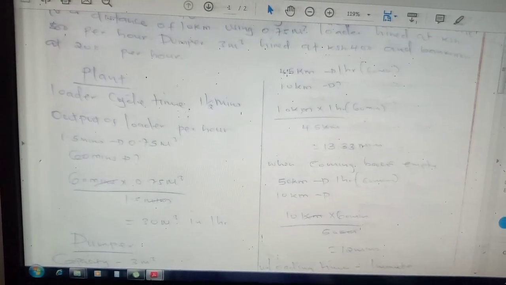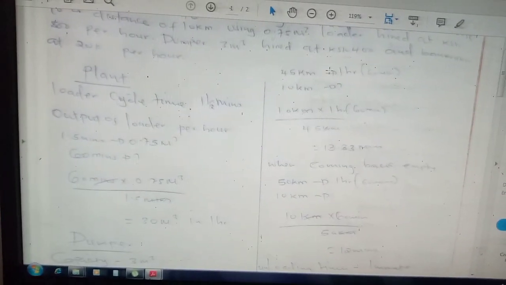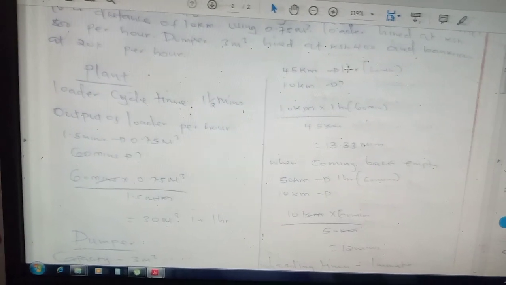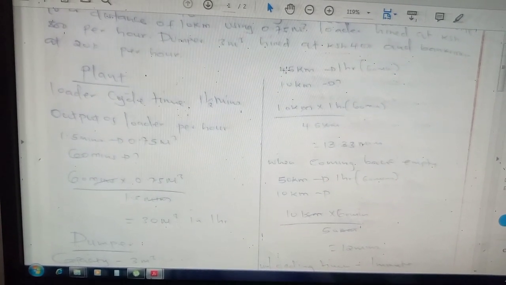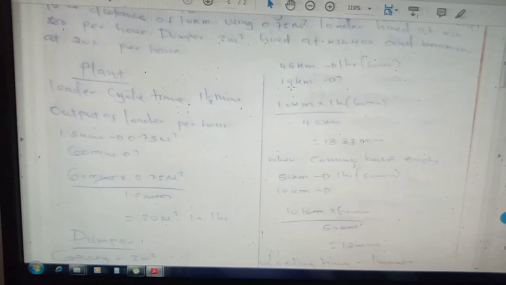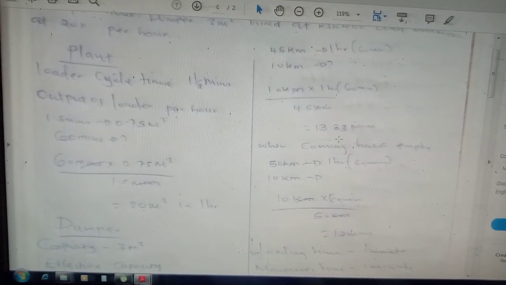So we want to know the time the damper will take when it is loaded and the time it will take when it is empty. You then say, remember 45 kilometers is per hour. So in 1 hour the damper will run 45 kilometers. What of 10 kilometers? It will run how many minutes? You will get 13.33 minutes in 10 kilometers.